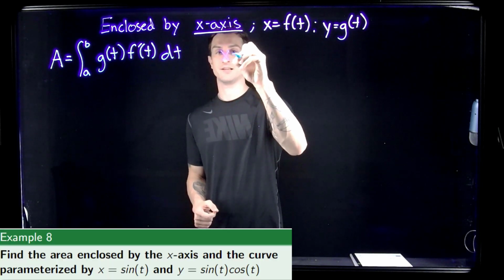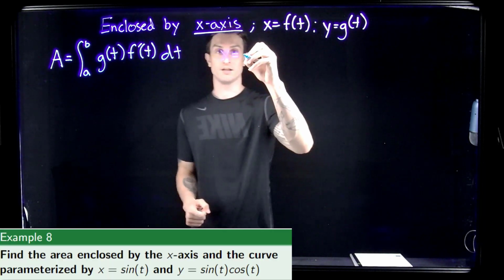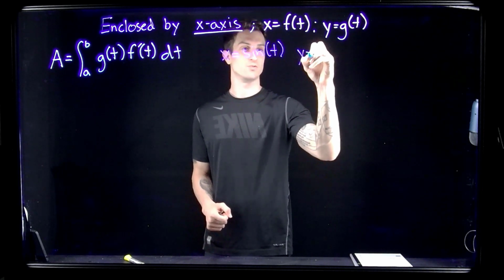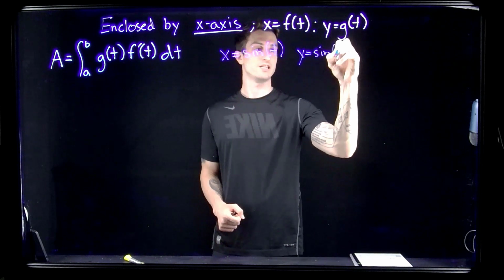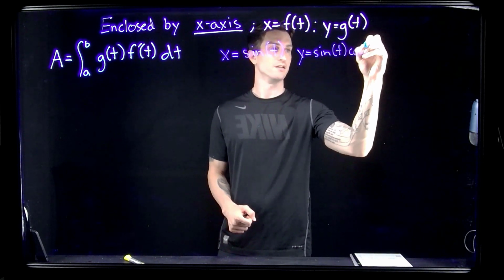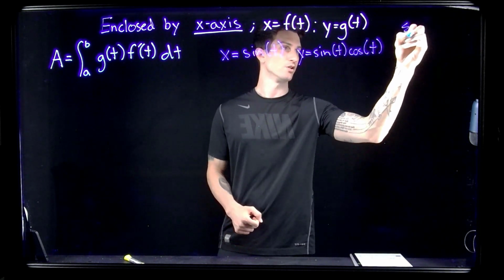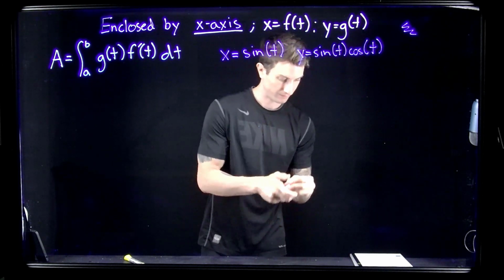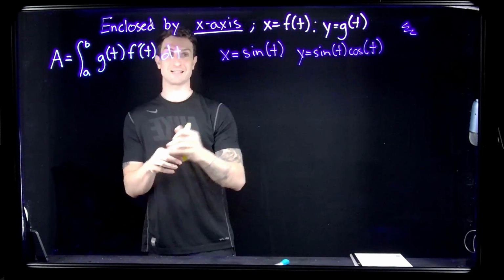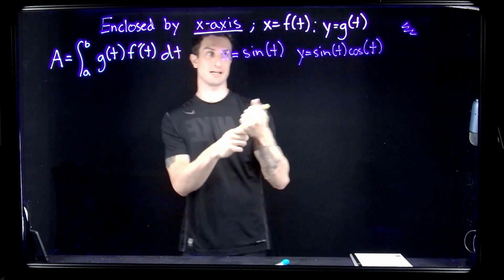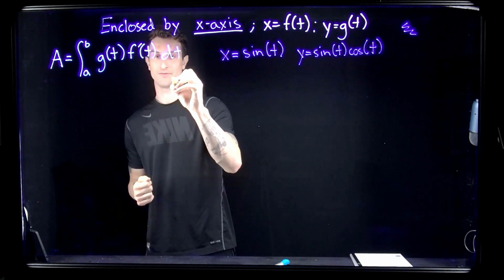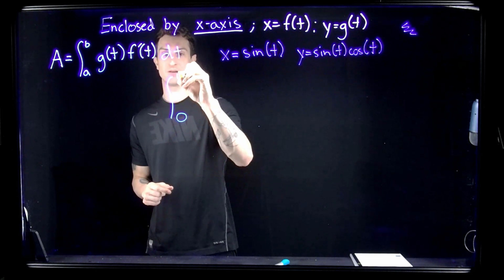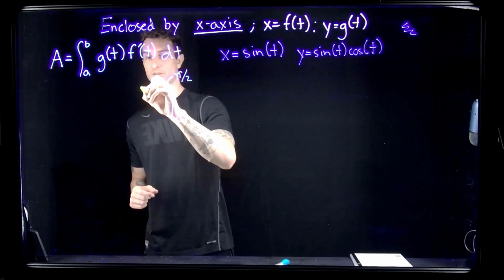So let's say x is equal to sine of t, and we'll do y is equal to sine of t cosine of t. Okay. So since it is enclosed by the x-axis, again, we're taking the derivative of sine. So let's write out what we have. I'm also going to give you, in this case, the bounds. We'll say from 0 to pi over 2. So sometimes you'll have to solve for them. Other times they will be given.